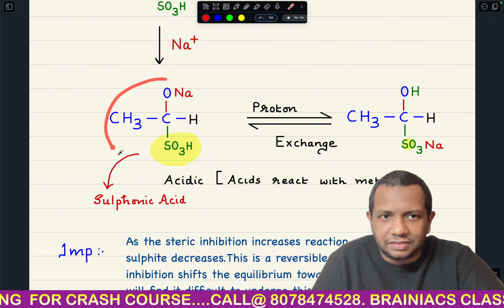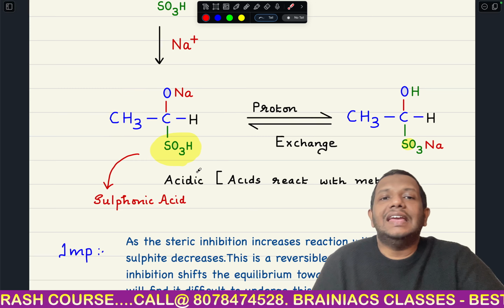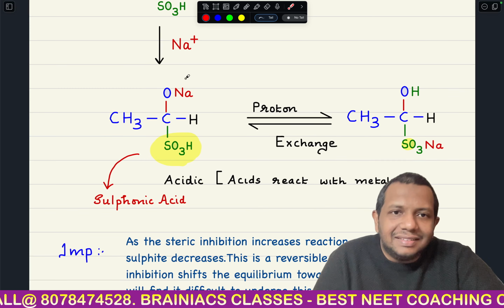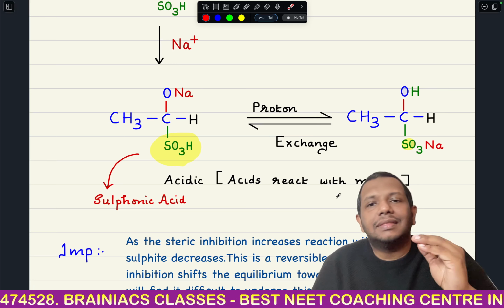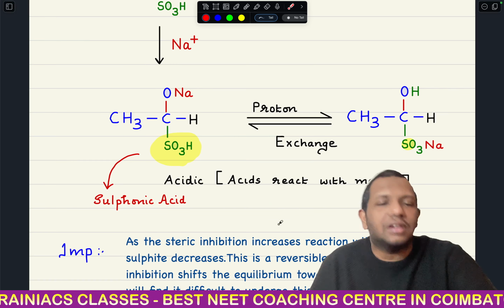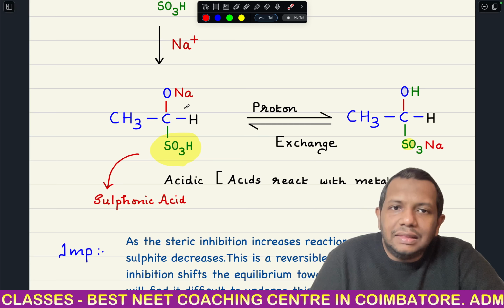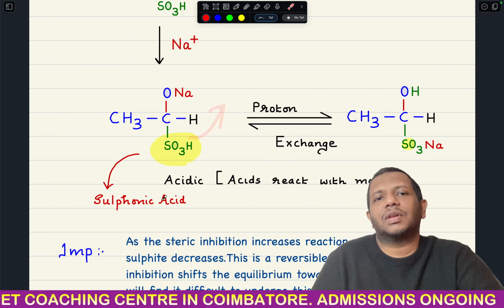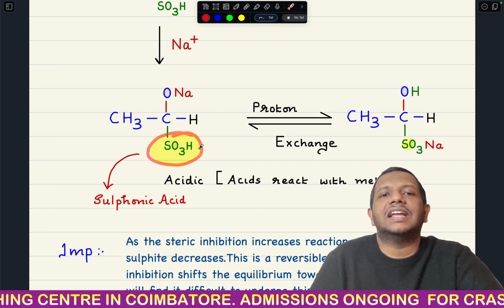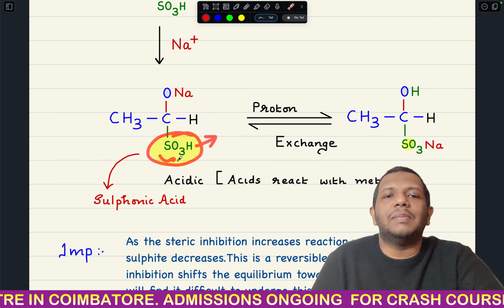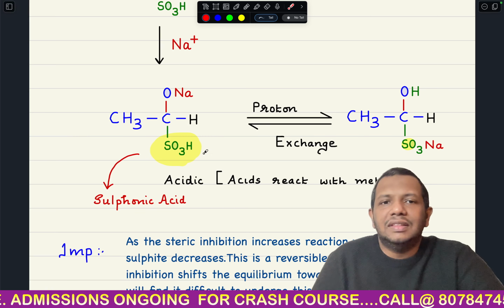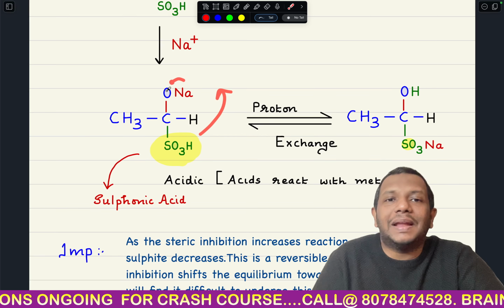But one difference is there. What is that one difference? Here SO3H is a sulfonic acid, and this is a metal. We know that acids react with metal to liberate hydrogen. So I can easily say this acid will easily liberate H plus. Why? Because this is acidic in nature. It can easily liberate H plus, so that the remaining structure SO3 minus is stabilized by resonance. This H plus will easily replace sodium.